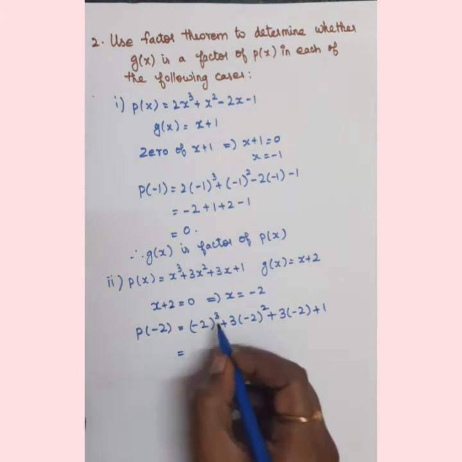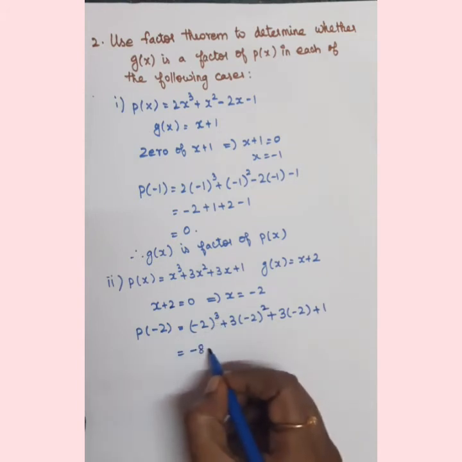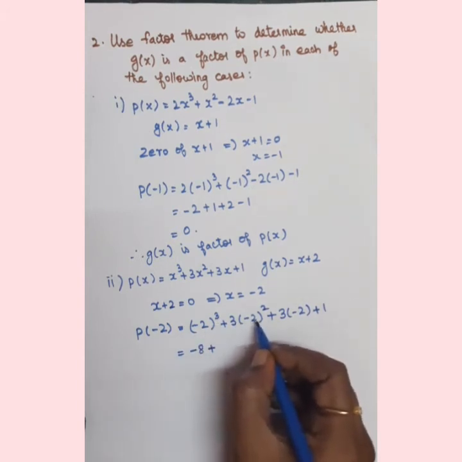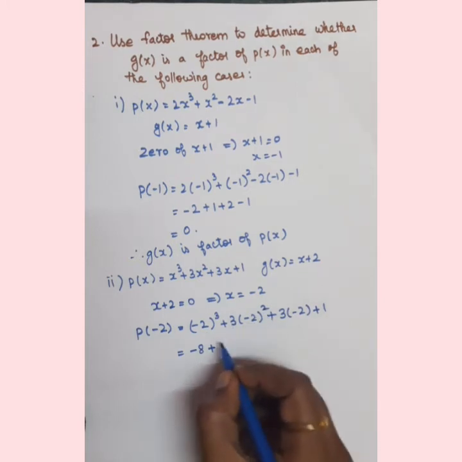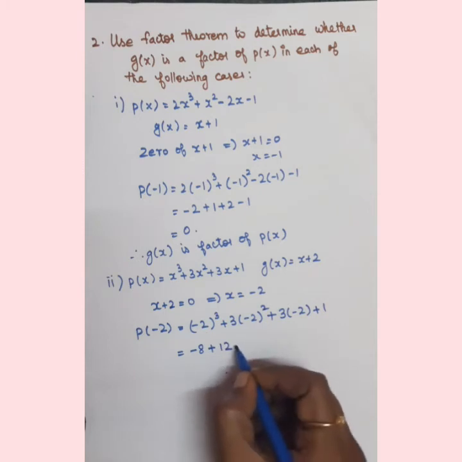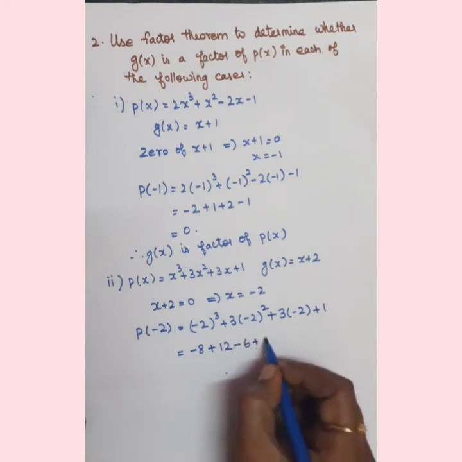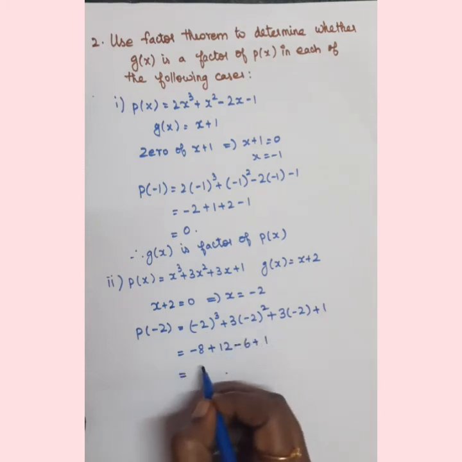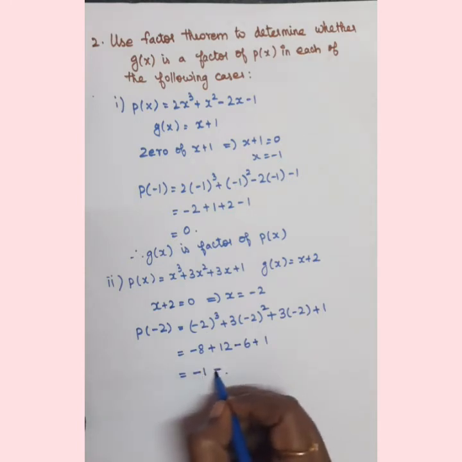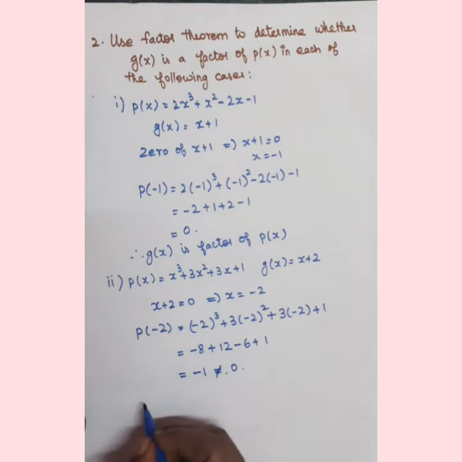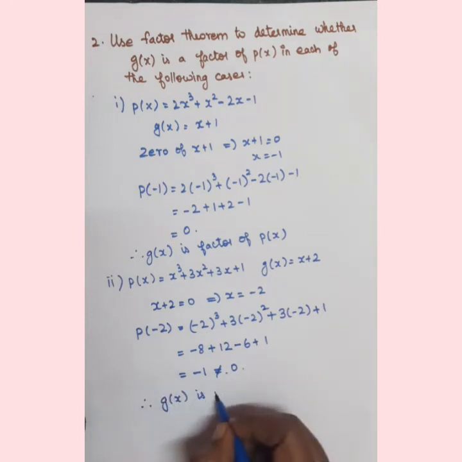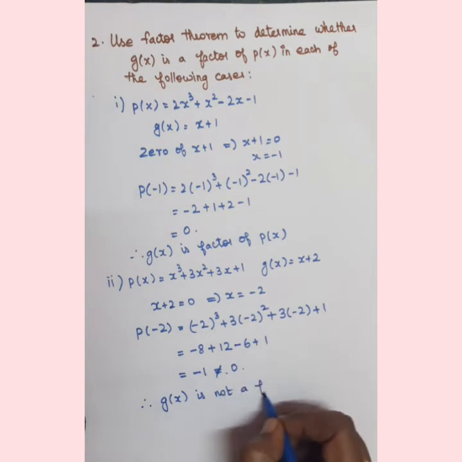So (minus 2) the whole cube is minus 8, plus 3 into (minus 2) the whole squared, which is 4. 3 into 4 will be 12, minus 6 plus 1. So you will get the answer as minus 1, which is not equal to 0. Therefore, g of x is not a factor of p of x.